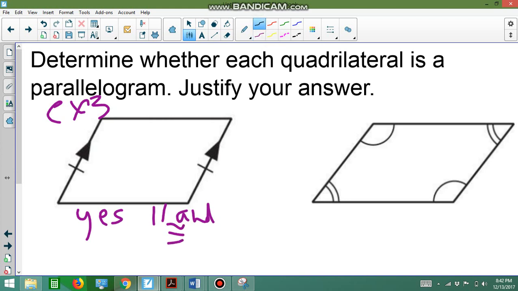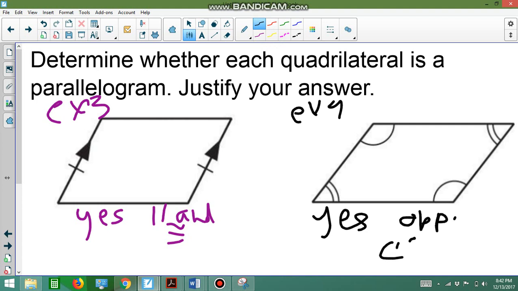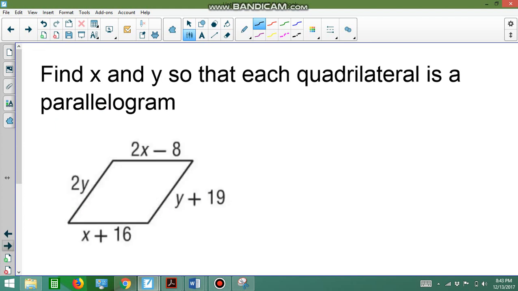And then example 4 right here. Since we have both pairs of opposite angles congruent, this is yes. And we can say opposite angles congruent. Now these next two things are very similar to what we did yesterday. Okay, so it gives you a parallelogram with variables, you have to solve it.